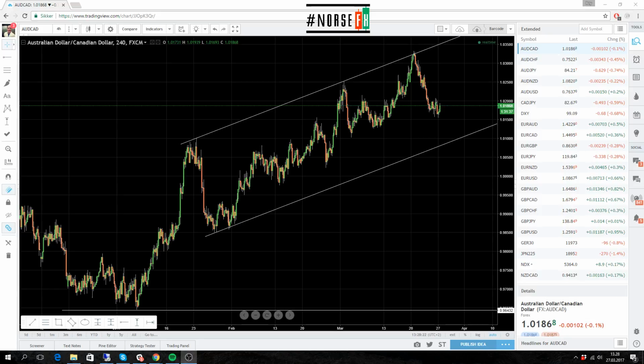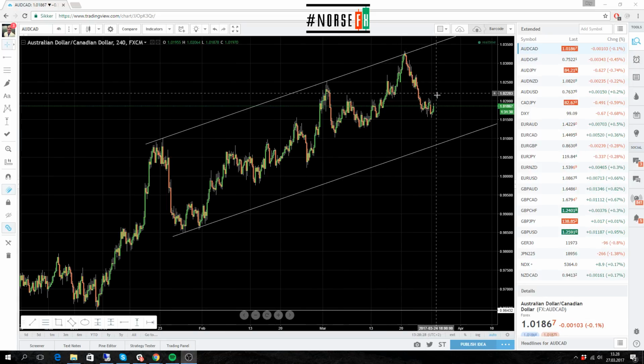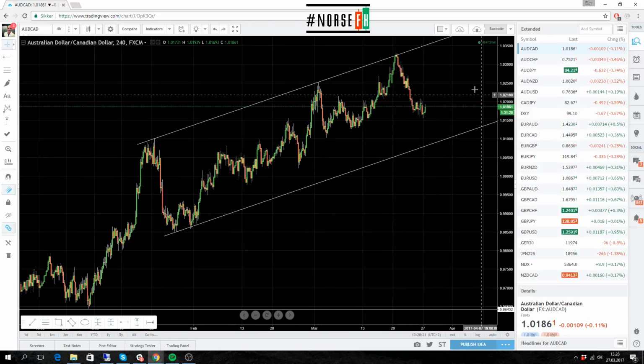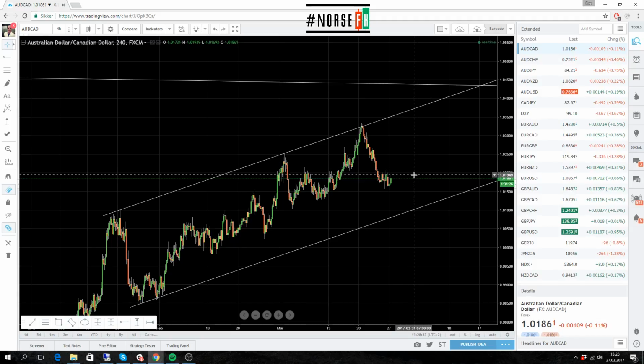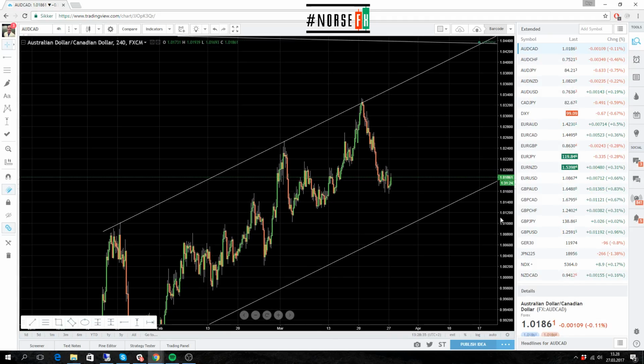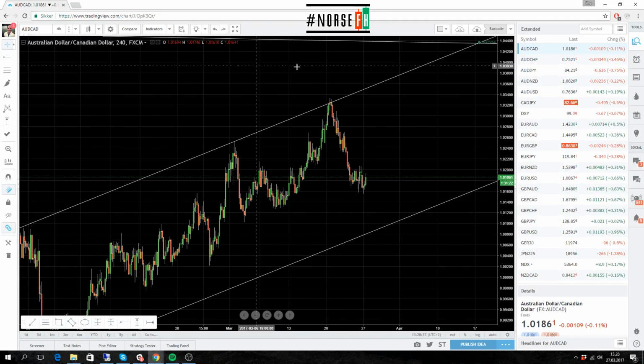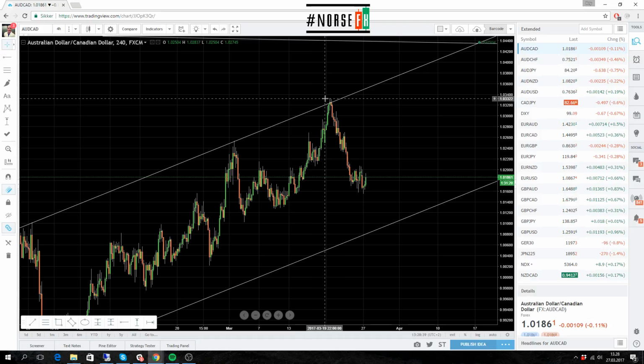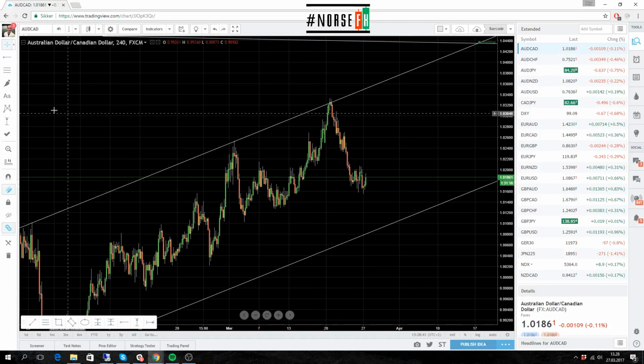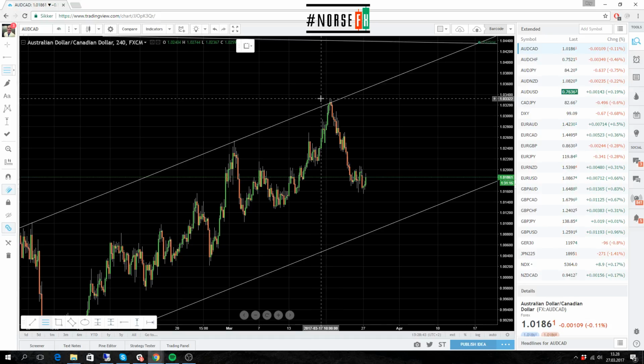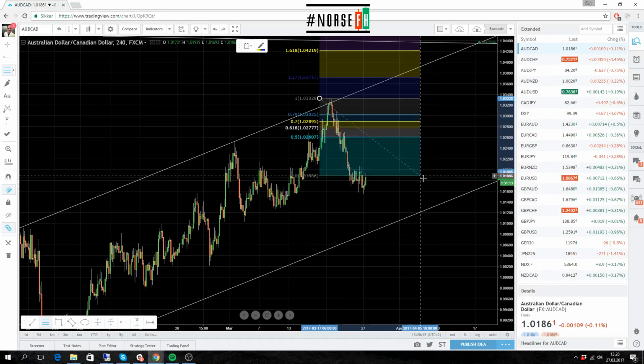This is AUD CAD on the 4-hour chart. We have a third touch of a trend line happening here. The trend line got respected, and now you can already probably guess what my trade plan on this pair is. And yes, it is a stage 2 sell right here. So I'm following the steps that I always do on any pair.